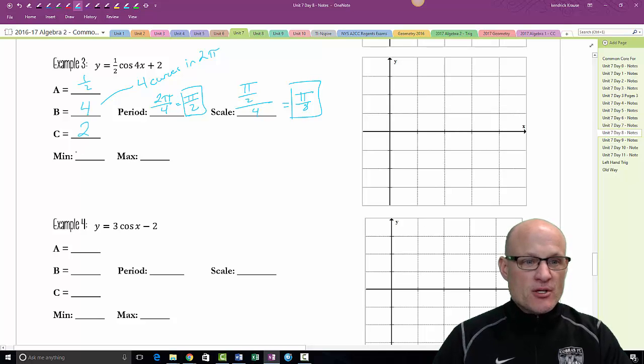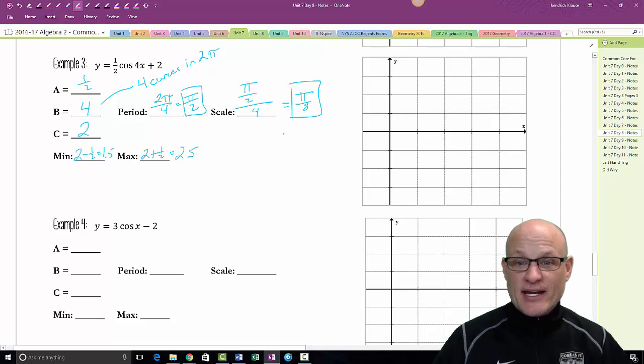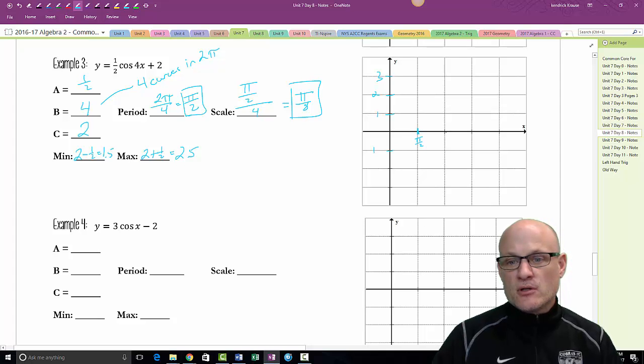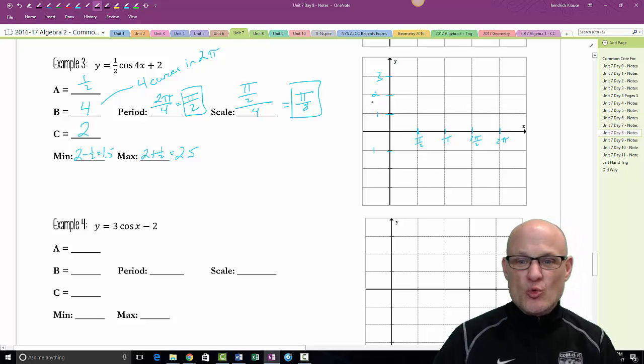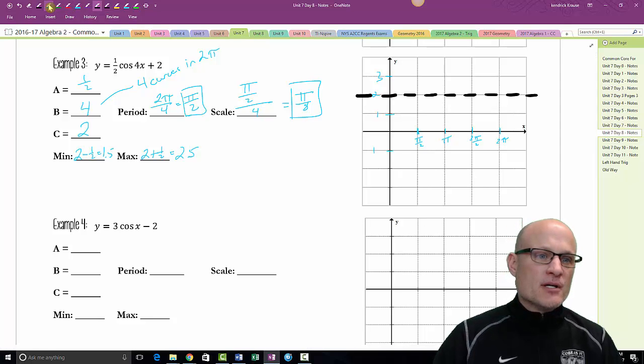We're going up 2. 2 minus 1/2 equals 1.5. And 2 plus a half equals 2.5. Does this sound familiar? We've done this before. It's the same thing we did yesterday with the sine. 1, 2, 3, negative 1, pi over 2, pi, 3 pi over 2, 2 pi. Let's get our midline in. Midline is in at 2. There's our midline.